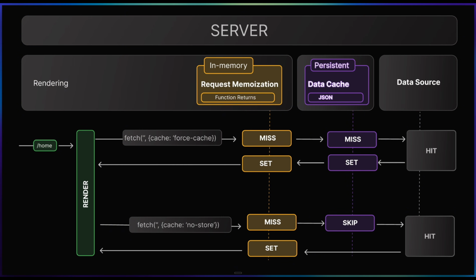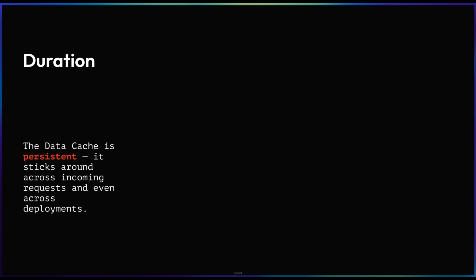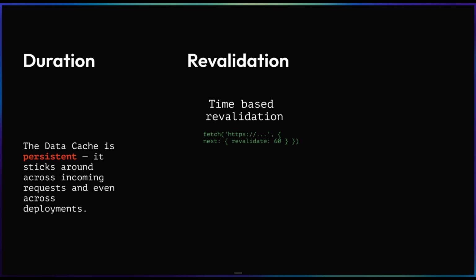Before moving on, there are a few more important things to note. First, in terms of duration, the data cache is persistent. It sticks around incoming requests and even across deployment unless you explicitly revalidate or opt out. When it comes to revalidation, we've got 2 main options. One is time-based revalidation, triggered by passing the next.revalidate option with a time value. And the other one is on-demand revalidation using cache tags, like revalidateTag or revalidatePath, which we'll walk through again in the code example.